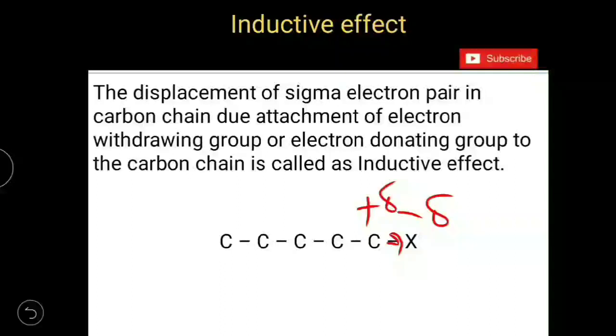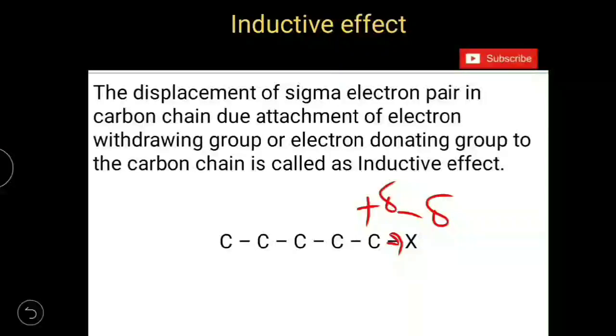And because of this displacement, the two different atoms of the compound got opposite charges. Even though they are partial charges, the two different atoms of the compound got opposite charges, which is called as polarity is induced to the compound. So there is polarization of sigma electron pair in the compound. So such kind of polarization is called as inductive effect.